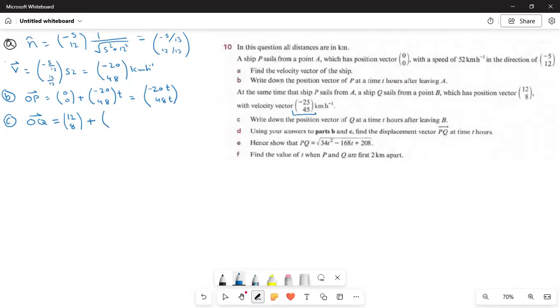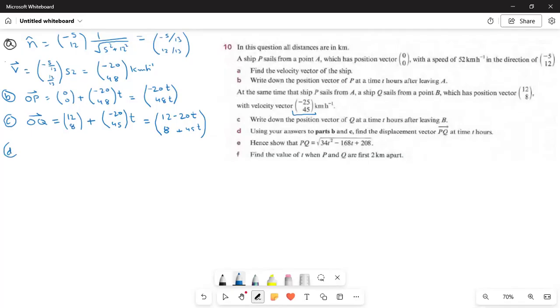Same philosophy: the velocity is (-25, 45). If I multiply with t, it will give me the position. If I add it to the initial position, it will give me the position vector at time t. So this can be simplified as (12 - 25t, 8 + 45t). So this was part C.